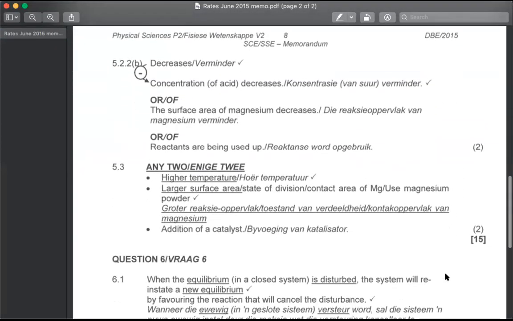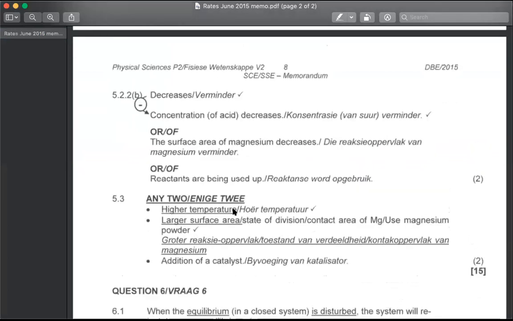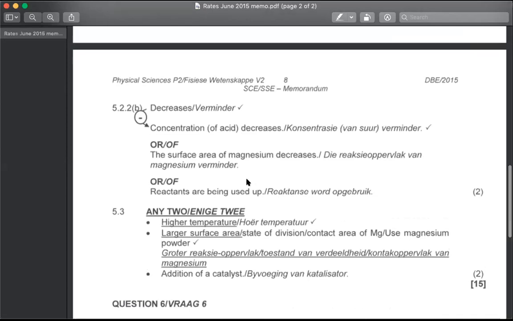Right. Any of the 2 answers? Higher temperature. The temperature of the reaction vessel was higher. We mentioned that. The larger surface area, or the magnesium was crushed into a finer powder. We've mentioned larger surface area, or addition of a catalyst. All right. So those will be the answers that are acceptable in doing the sum.